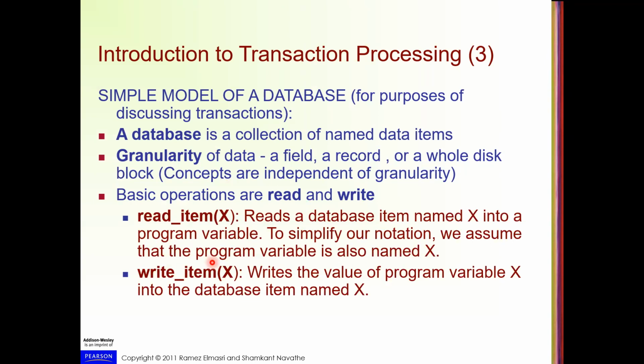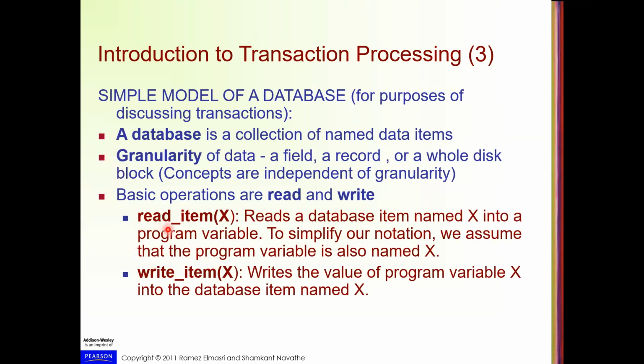Simple model of a database. The model of the database is given by the granularity. Granularity of the data means a field inside the table, a record inside the table, or a whole disk block. The concepts are independent of granularity. Whatever concepts we are learning will apply to a field, a record, or the whole disk block. A database itself is a collection of named data items, or a collection of logically related data, as you have studied in database concepts.